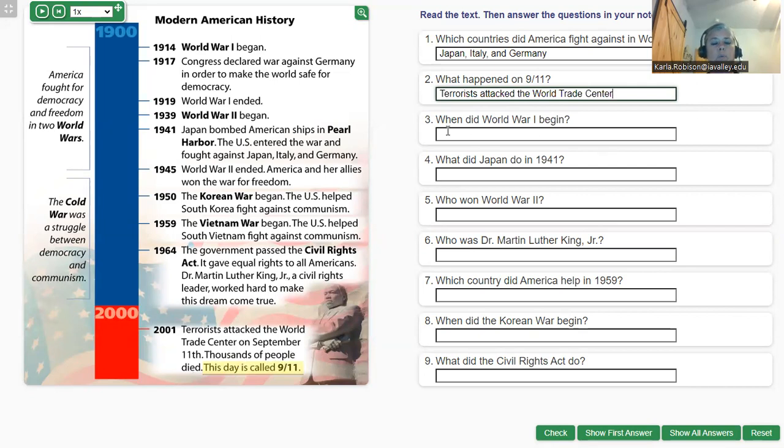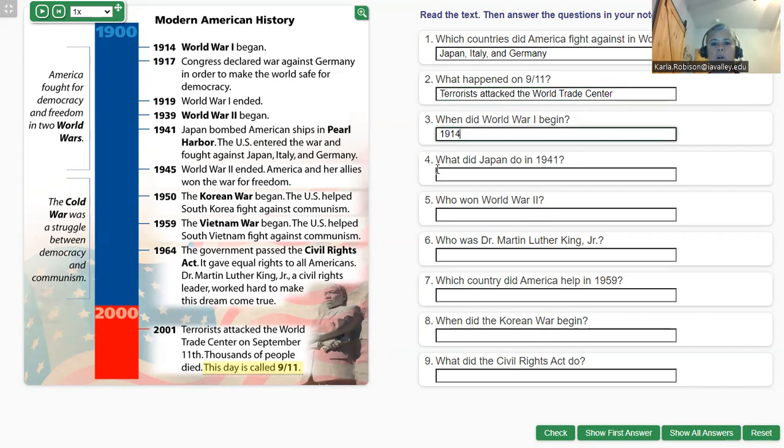Number three, when did World War I begin? Again, my keyword is World War I, and I don't have to go far because that's the very first one in big and bold. And right here, next to it is 1914. So we know that World War I began in 1914.